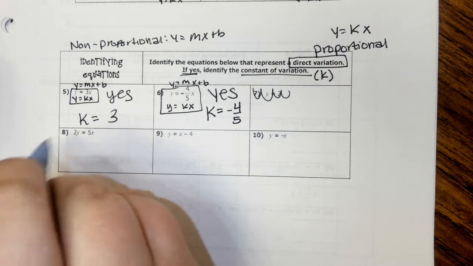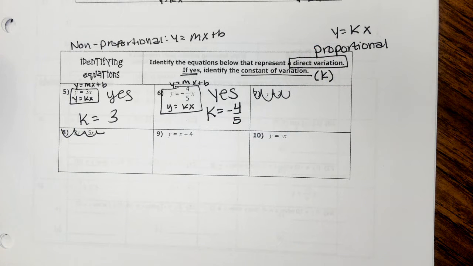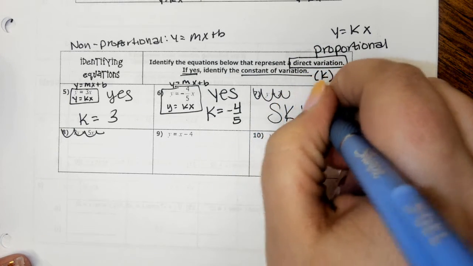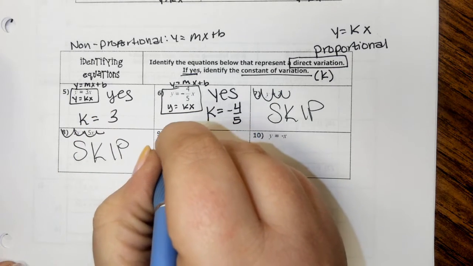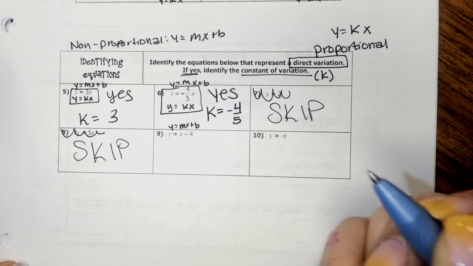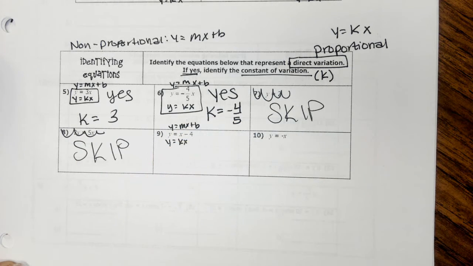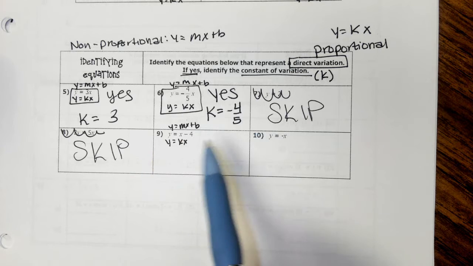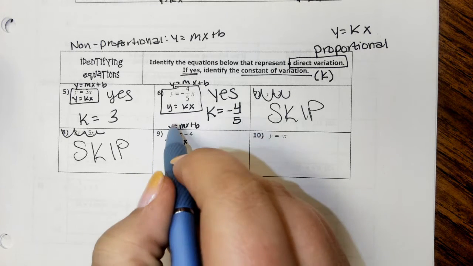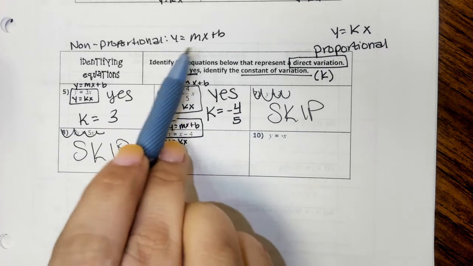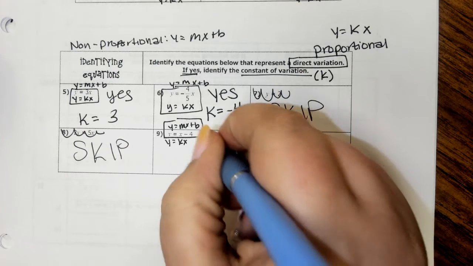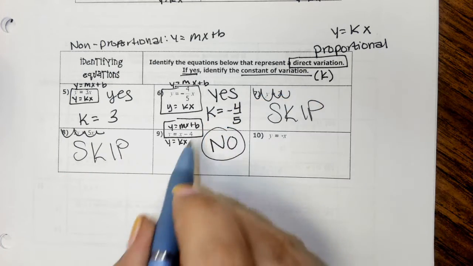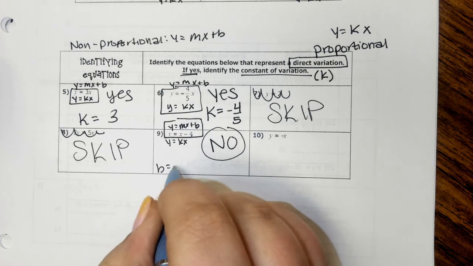In class, we're going to skip 7 and 8. Look at number 9. Number 9, I will write y equals mx plus b above the equation and y equals kx below, just for an easy comparison. This equation looks like y equals mx plus b. And y equals mx plus b is non-proportional, which means this is not direct variation. This is not direct variation because b isn't 0. B is negative 4.